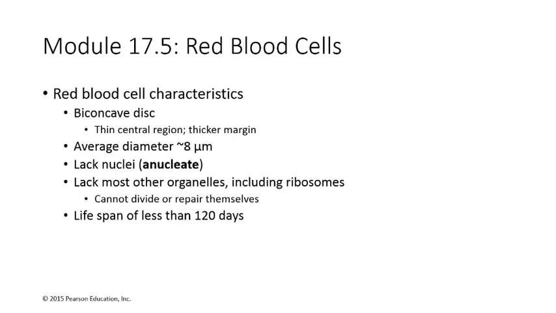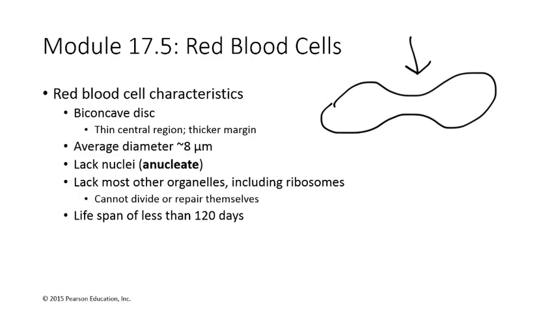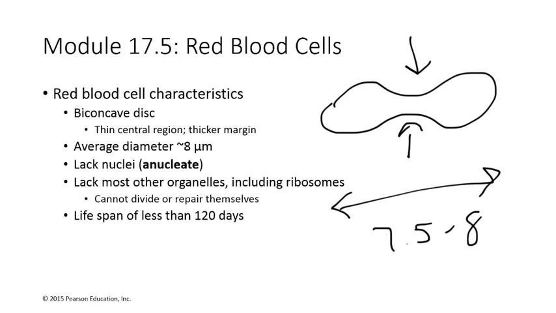Now you know what a red blood cell looks like. You know that they are biconcave. That means they have two indentations. They have an average of 7.5 to 8 micrometers. They do not have a nucleus, so they're anucleated. They're lacking most of their organelles, including ribosomes, so they can't divide, they can't repair themselves, they can't undergo mitosis, and their lifespan is around 120 days.